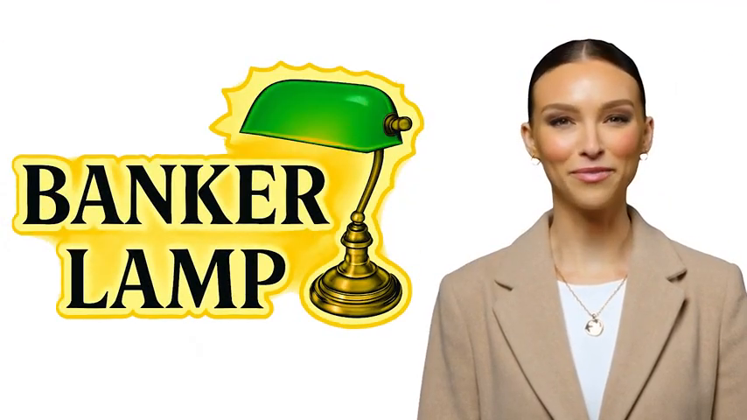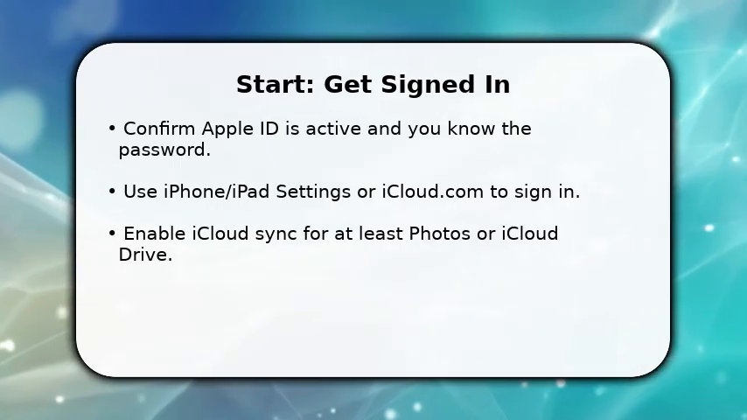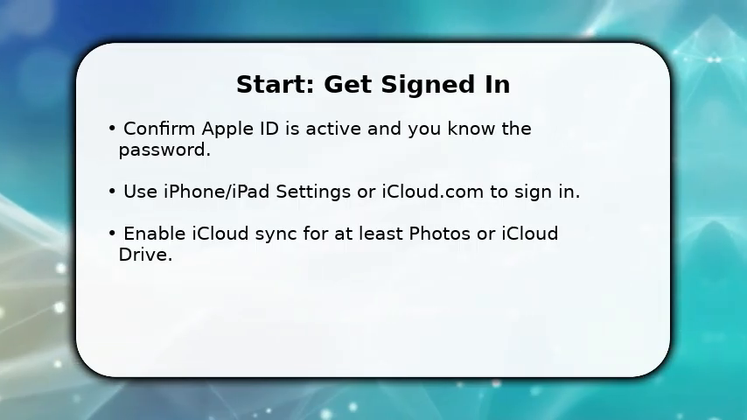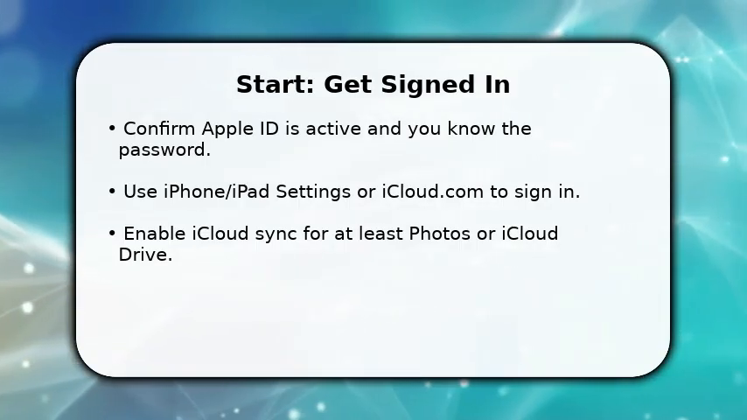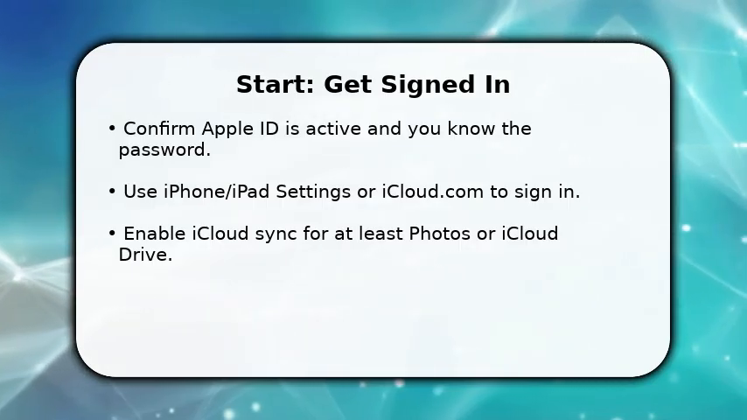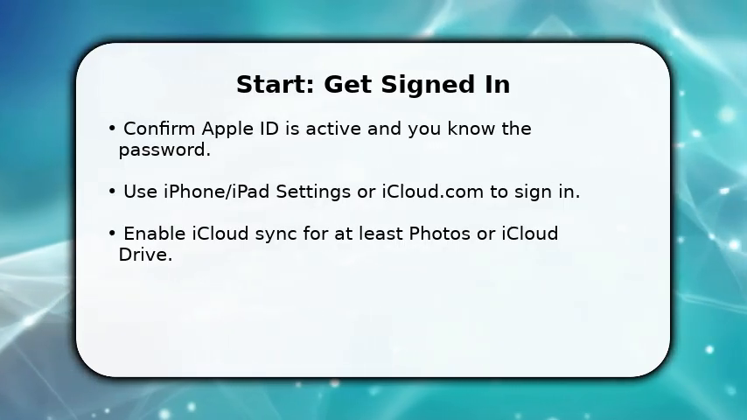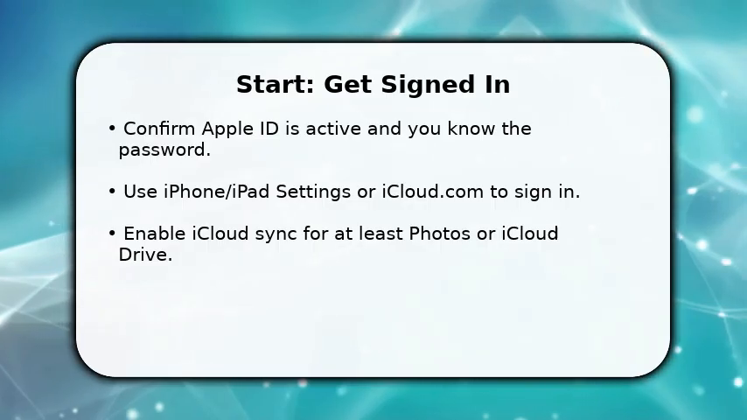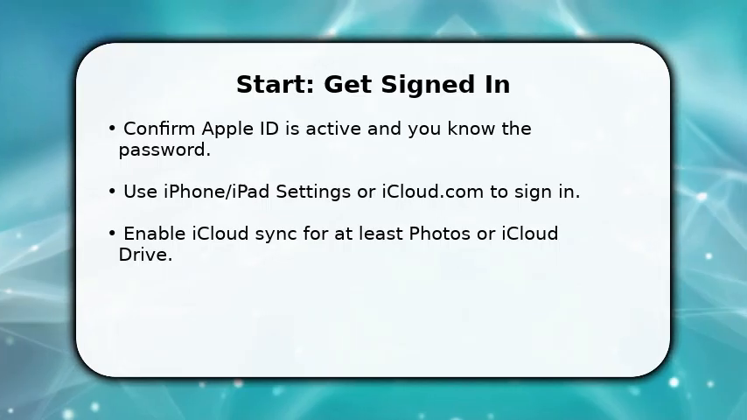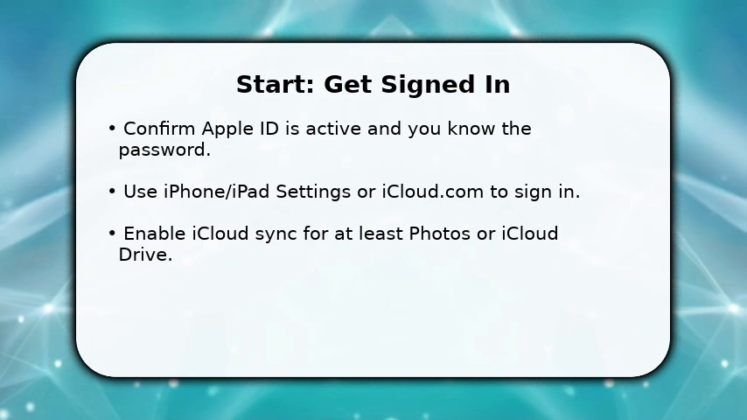Please enjoy the video. You begin by signing into iCloud with your Apple ID. This authenticates you across devices. Once done, open Settings on your iPhone or go to iCloud.com in a browser and enter credentials. Make sure you enable iCloud syncing for at least photos or iCloud Drive so content appears. You're doing this now so you can inspect stored data. Don't skip verifying your account recovery email or two-factor authentication prompts, because those let you access everything securely.